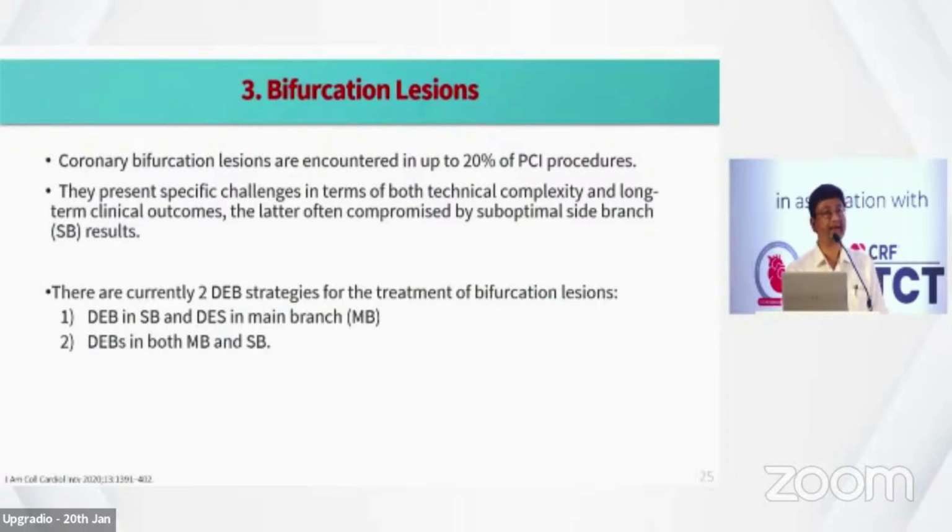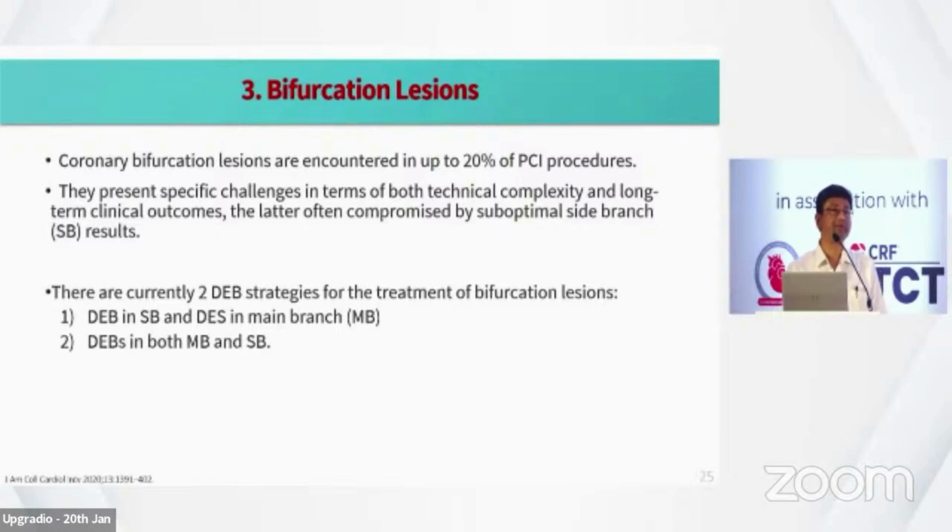So what to do for the side branch? They say main vessel drug-eluting stent, and for the side branch, you can finish with a kissing balloon with a drug-eluting balloon, or prepare the side branch very well and finish with a drug-eluting balloon. So this is one thing where the drug-eluting balloon has got a good role.